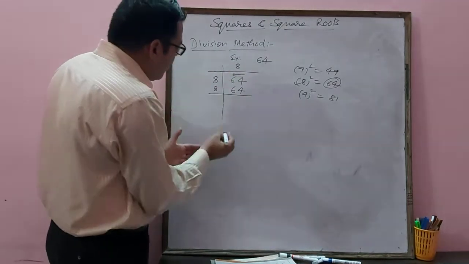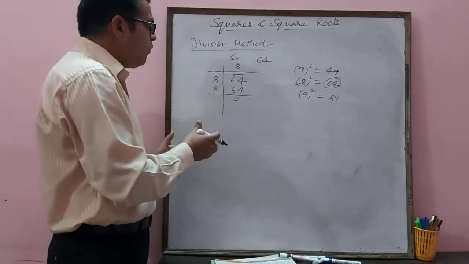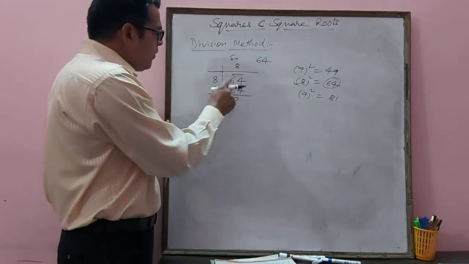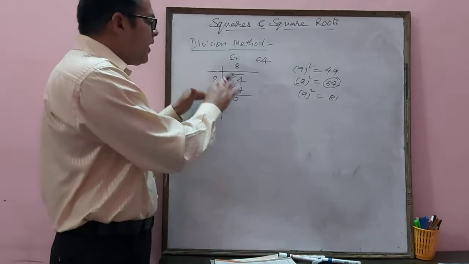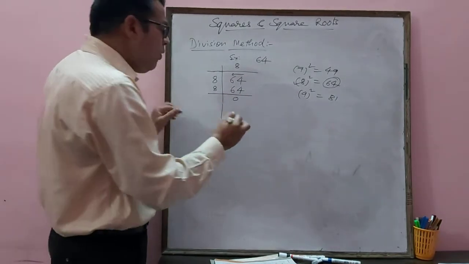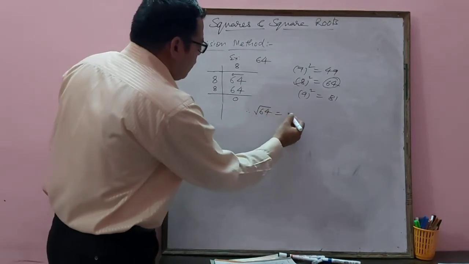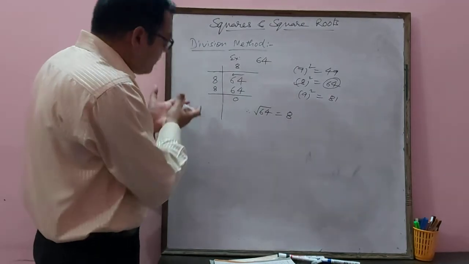In division we need to subtract once we divide any number. So here if we subtract, we will have 0. Zero means here our process ends. So we can say that the square root of 64 is 8. Hope you understand. This is a very simple thing.